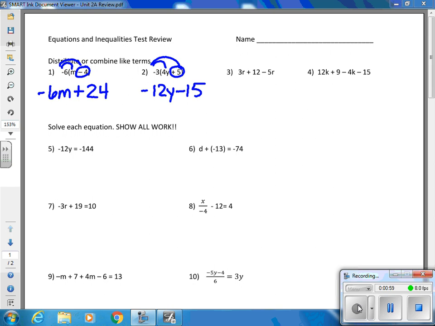You must combine the variables first and then the constants last. So in number 3, we can combine 3r with minus 5r. 3 minus 5 is negative 2r. The 12 has nobody to go with them, so we just bring it down in the back.